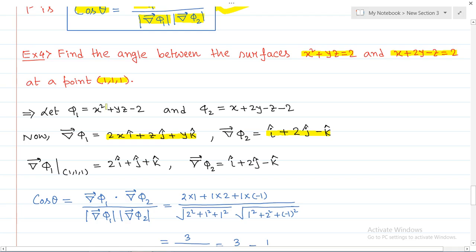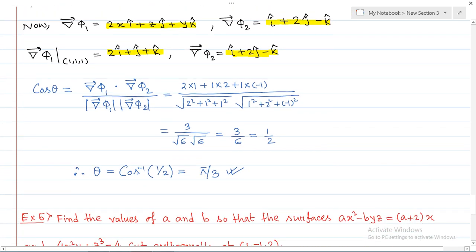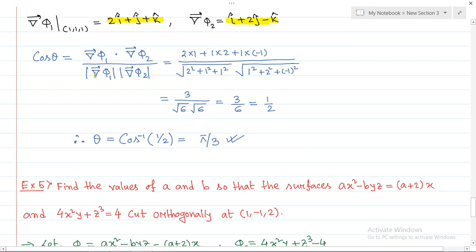Now we have to substitute the point (1, 1, 1) in this grad phi 1 and grad phi 2. So both the values are going to be 2i cap plus j cap plus k cap and i cap plus 2j cap minus k cap. Since in this grad phi 2 there is no x, y, z, by putting (1, 1, 1) or not putting, the value is going to be the same itself. Now we have to calculate the angle between the surfaces, that is the cos theta formula: grad phi 1 dot grad phi 2 divided by the product of their magnitudes.